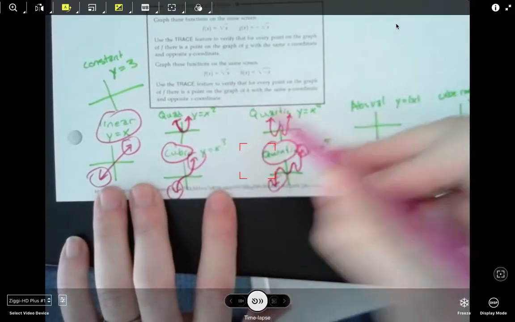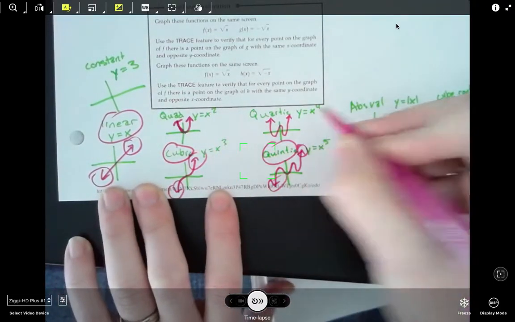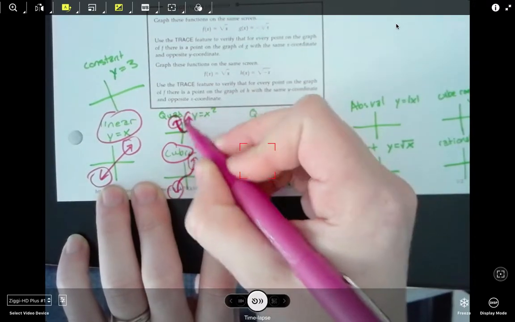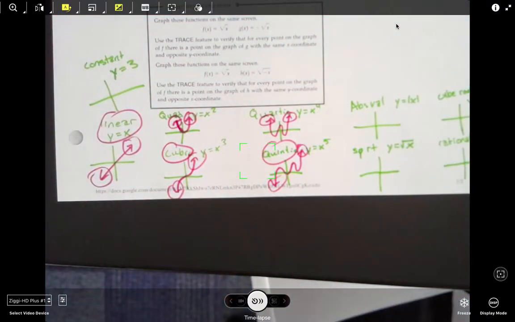Same thing with quadratic and quartic. Squared, to the 4th power, to the 6th power, all of them are going to start up here, end up here, start up here, end up here. Unless they're negative, then they're going to start down, end down, right? They all have the same kind of end behavior to them, all right?